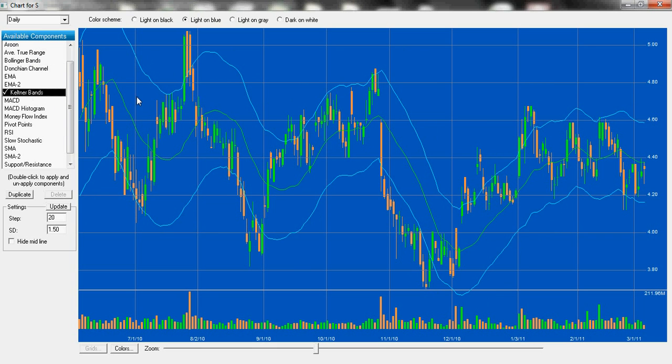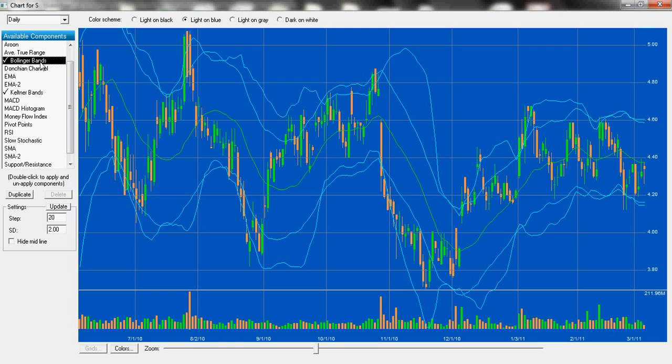So there's also Keltner Bands. Keltner Bands is a lot like Bollinger Bands. However, the difference is these are volatility-based envelopes set above and below an exponential moving average. So your middle line here is an EMA, not an SMA, but an EMA, an exponential moving average. And the envelopes above and below are volatility-based. So as you can see, it looks a lot similar to Bollinger Bands, but it's a little bit different.